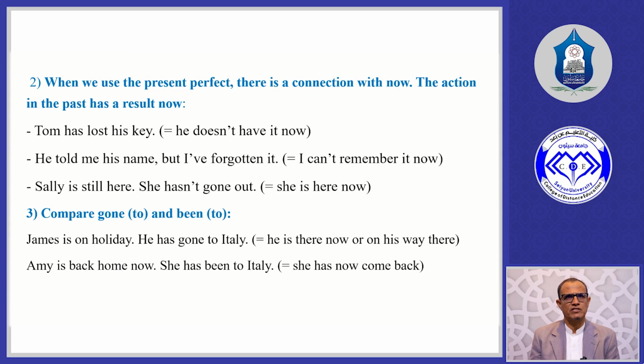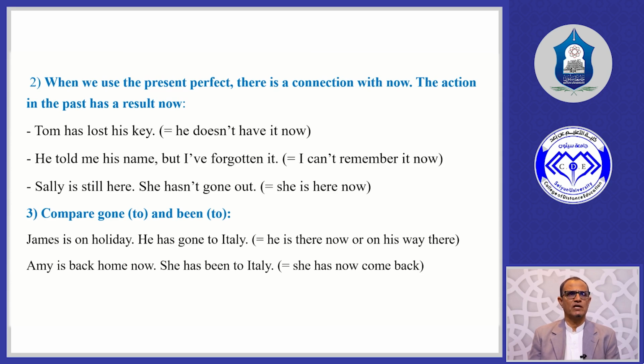There's a relation between the past and now. When I say, for example, Tom has lost his keys, I mean he doesn't have them now. Till now, he didn't find his keys. He lost them in the past, but they are still lost till now. The result is still available till now. So when I say Tom has lost his keys, I mean the keys are not with him now.